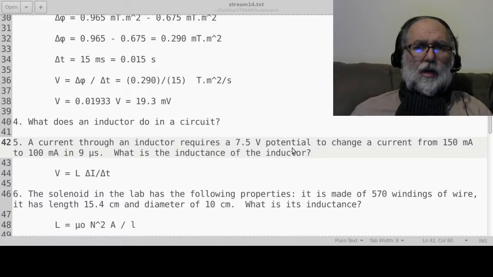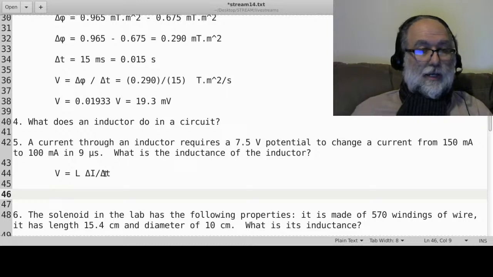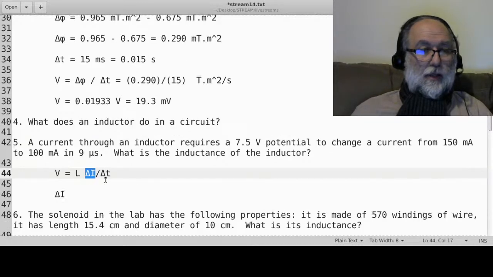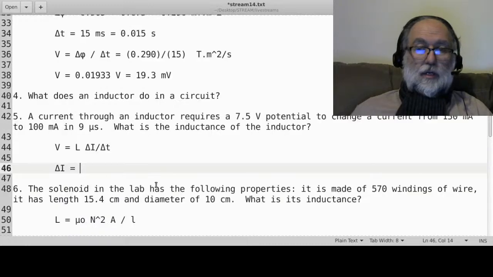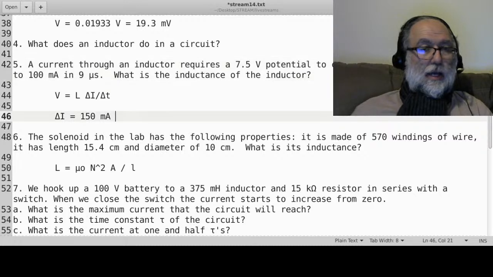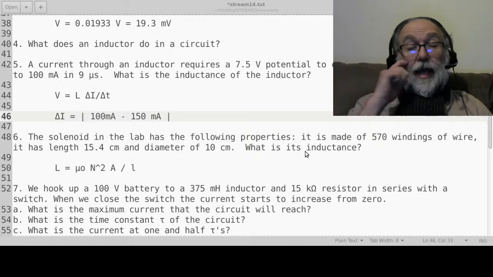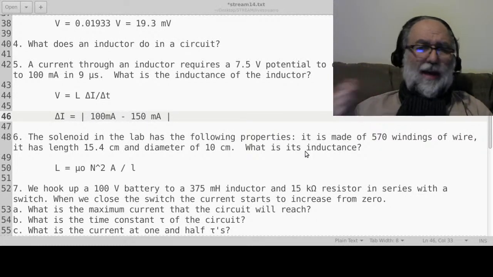Okay, so let's go through it. Let's start on the right hand side here. So we have delta I over delta T. What's your delta I? Your delta I is your change in current. You start at 150 milliamps. I guess you want to do it the other way around, but it doesn't really matter, because we're not that worried about the sign. I'll even put this in absolute values just to indicate that I don't care about the sign. The sign, again, is just about what direction the voltage would have to be in.